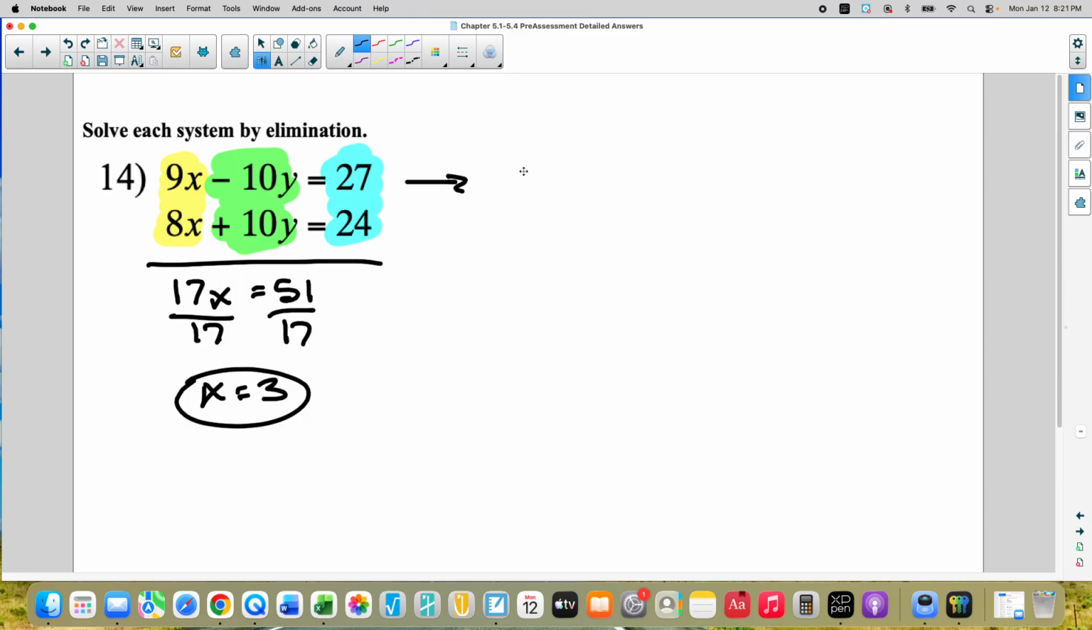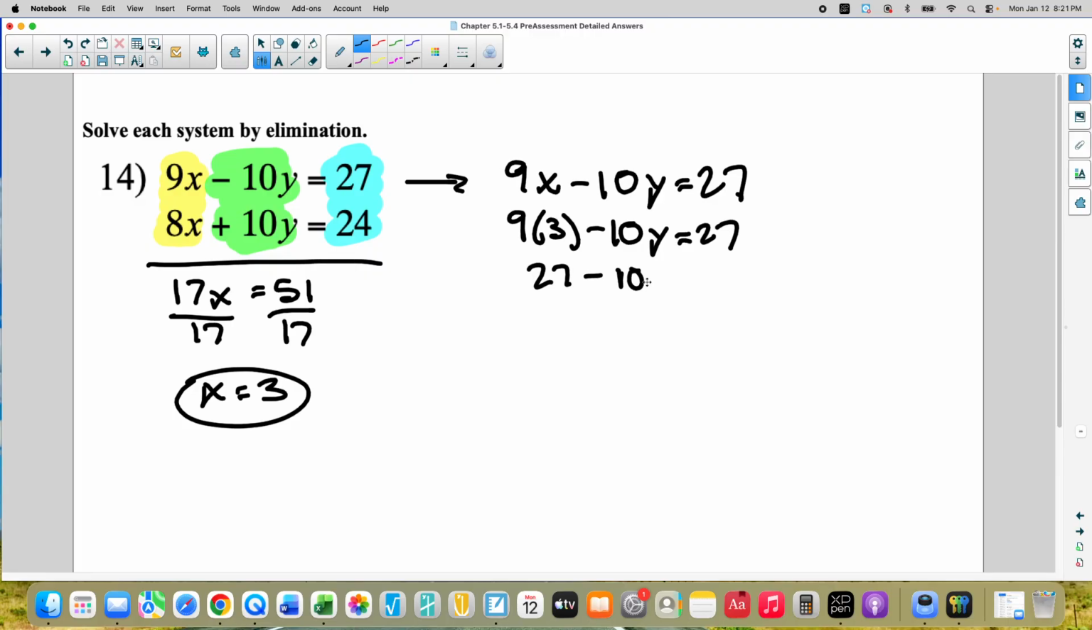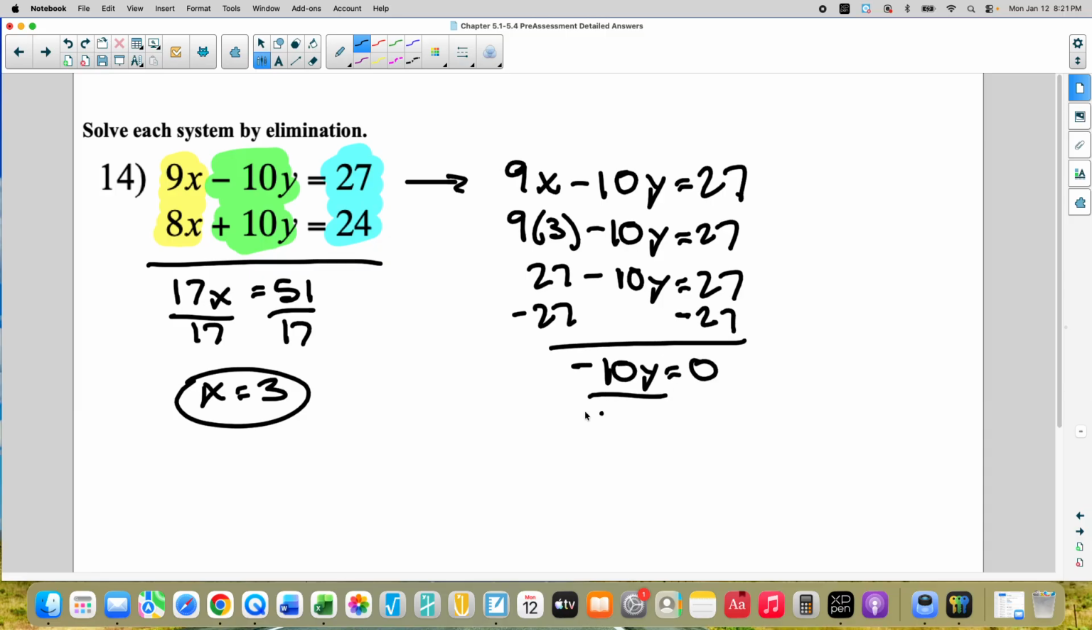We use either equation. It doesn't matter. 9x minus 10y equals 27. We'll plug in 3 for x. 27 minus 10y equals 27. Minus 27. Negative 10y equals 0. Divide by negative 10. Y equals 0. So I have the supposed point 3 comma 0.